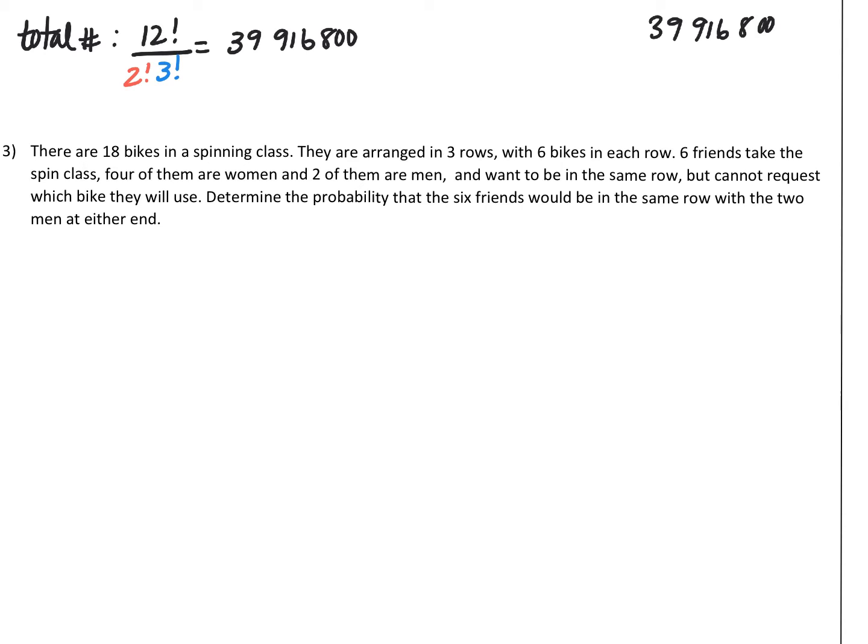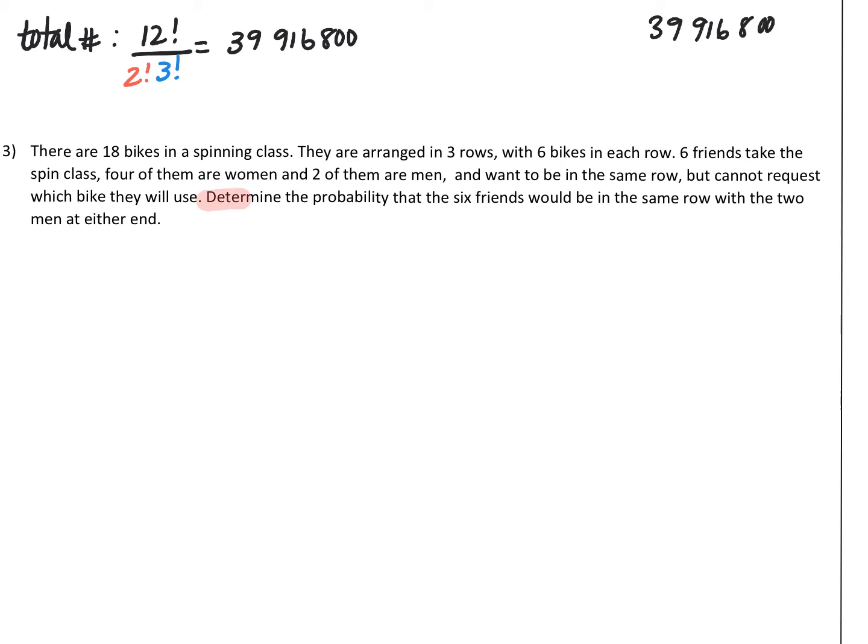There are 18 bikes in a spinning class. They are arranged in 3 rows with 6 bikes in each row. 6 friends take the spin class. 4 of them are women and 2 of them are men, and they want to be in the same row but cannot request which bike they will use. Determine the probability that the 6 friends would be in the same row with 2 men at either end. Gosh, this is really a loaded up question.